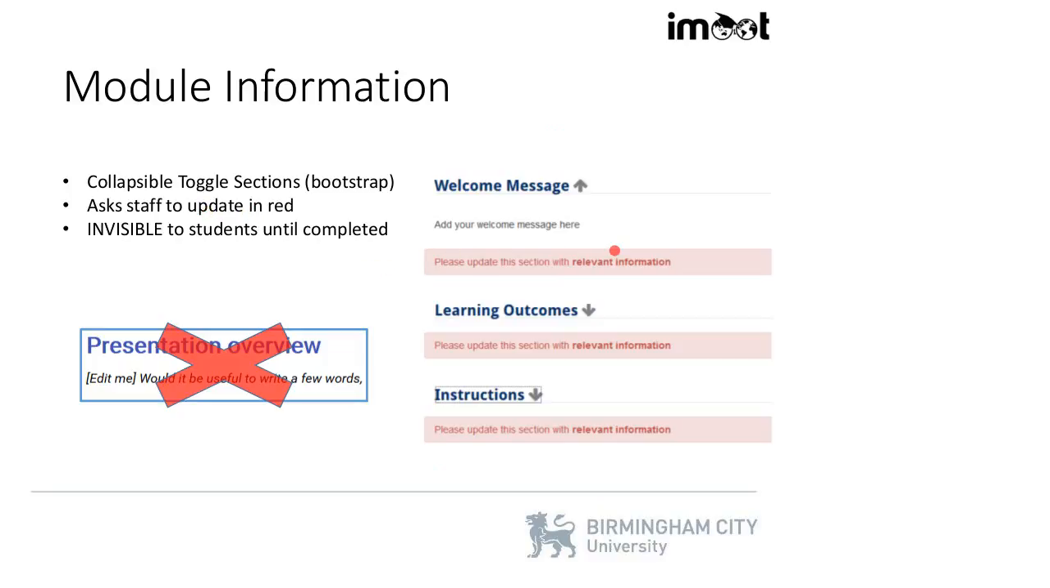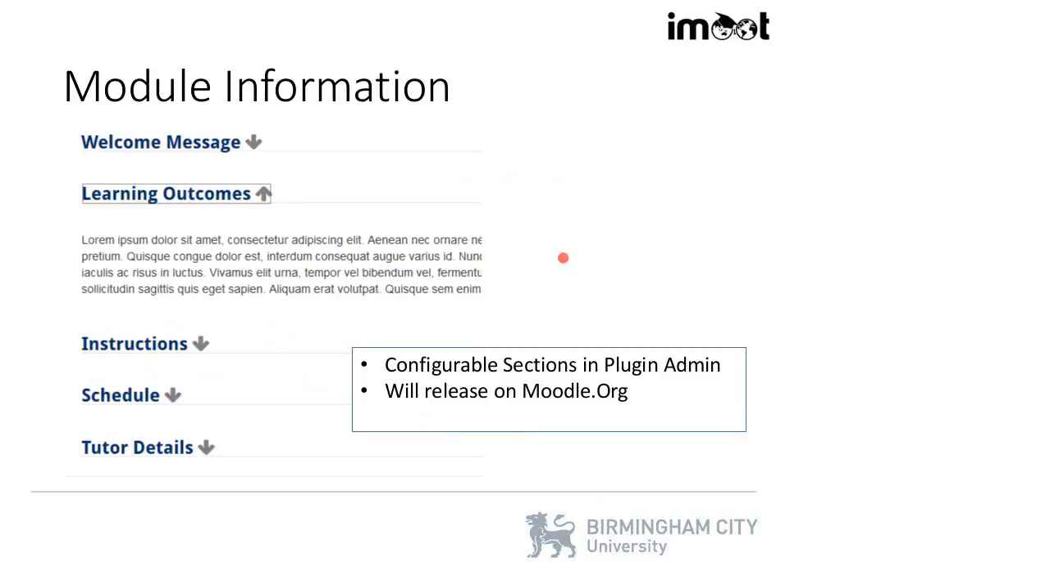As I've said, it asks staff to update, but crucially for us it's invisible to students until it's completed. If a member of staff leaves it like this, then the student won't see it. The student only sees it when it's completed. So again, this is how we try and avoid things like this happening. And when it is complete, this is what a student sees. I've expanded this one so I can see the content, but the others above and below it are collapsed. So it's a bit more concise, and if you have a lot of information for your module, it's a little bit more neat and tidy.